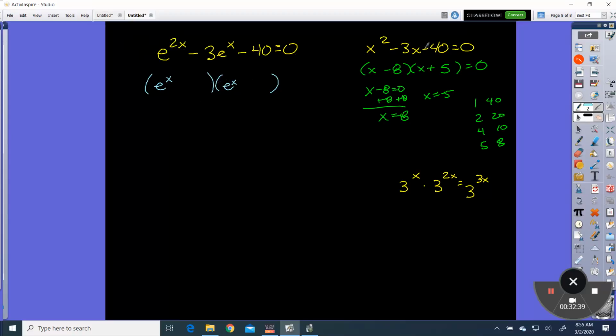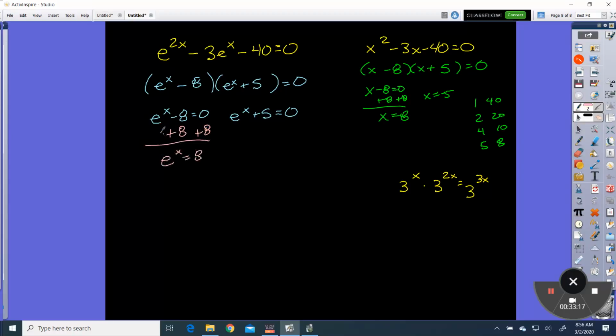We've already discovered over here that negative 8 and positive 5 multiply to be negative 40 and add to be negative 3. Interesting. Okay. So it's the same idea of factoring, but now we're going to take each factor and put it equal to 0. So we now have two different things. They're each equal to 0. So let's solve this first one. How do I get rid of the minus 8? Add 8. So e to the x equals 8.